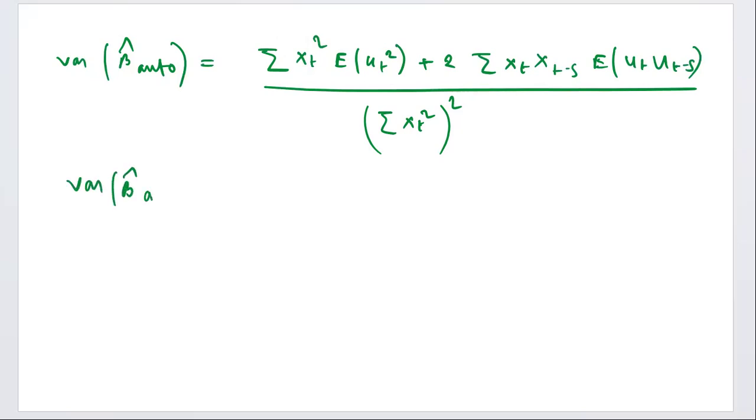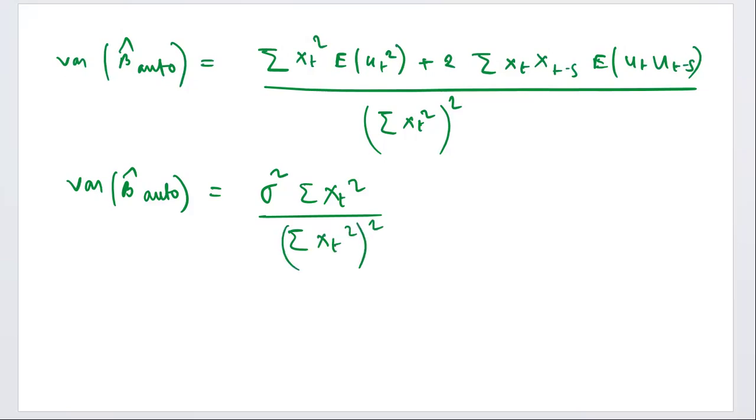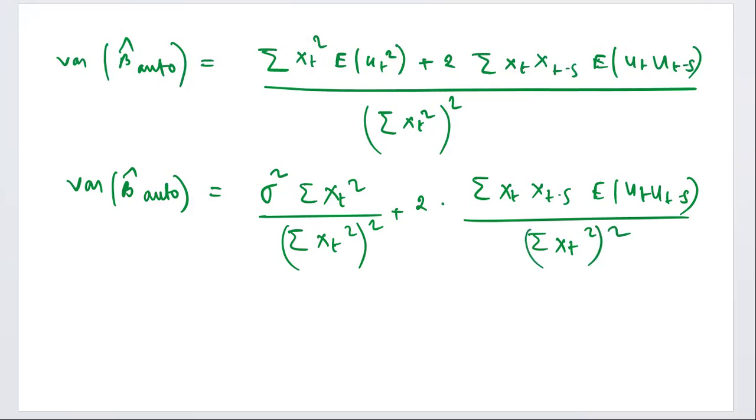So what you can say, variance of beta cap auto will be what? Expectation of ut square, this summation xt square upon summation xt square and a whole square of that, plus 2 summation xt minus s expectation of ut minus s upon summation xt square whole square, right? So basically what we get here is this will be simply sigma square upon summation xt square plus some this particular thing. Now see, this thing is not equal to 0 now.